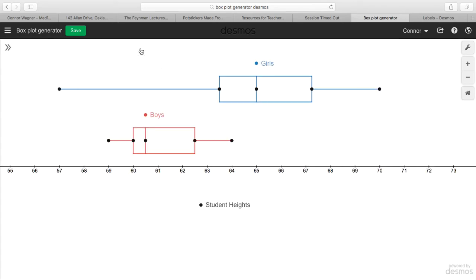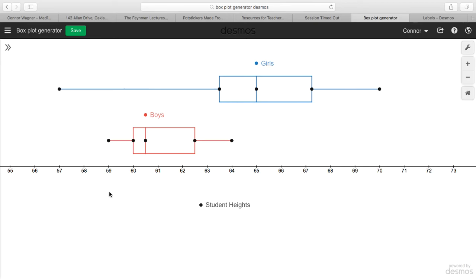So if that's the case, then what does it mean that this box and whisker plot is bigger? What does that tell us as a statistician? Pause the video for a second and think about it. What does it mean that this one's so much bigger than this, even though I only asked 6 girls?